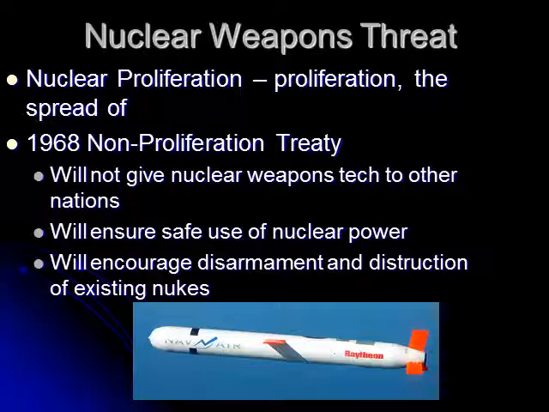So now the nuclear weapons threat. Nuclear proliferation. Proliferation means the spread of. So the spread of nuclear weapons. In 1968, a bunch of countries signed a non-proliferation treaty and agreed that they will not give nuclear weapons technology to other nations, they will ensure the safe use of nuclear power, and they will encourage the disarmament and destruction of existing nuclear weapons. I misspelled destruction for some reason, probably too sleepy.